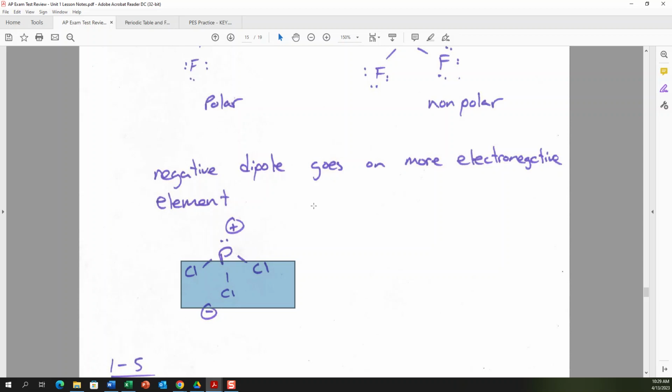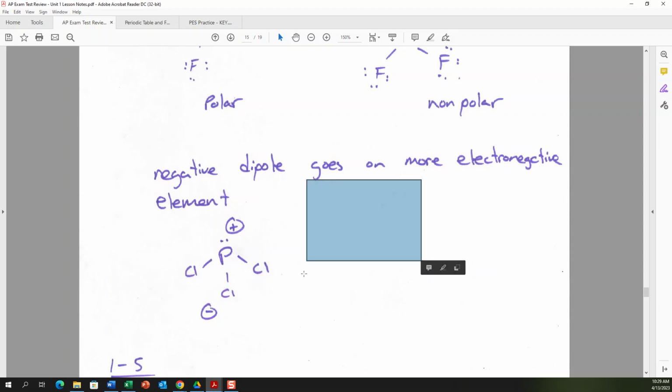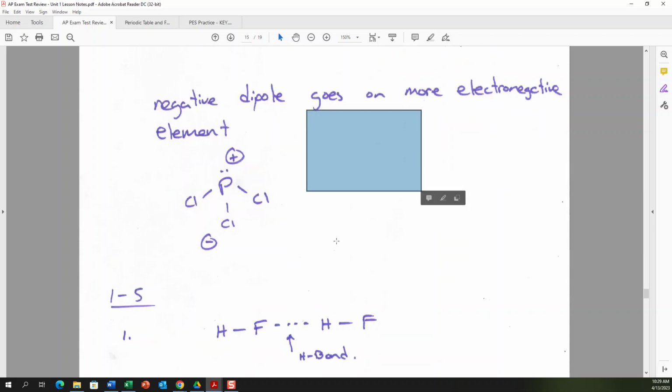And then if we drew another PCl3 molecule over here, and then we connected with a few dots the negative dipole of this molecule to the positive dipole of that molecule, that would be a dipole-dipole interaction, right?